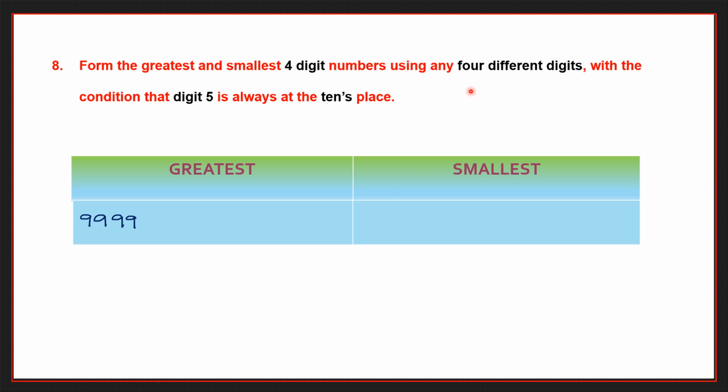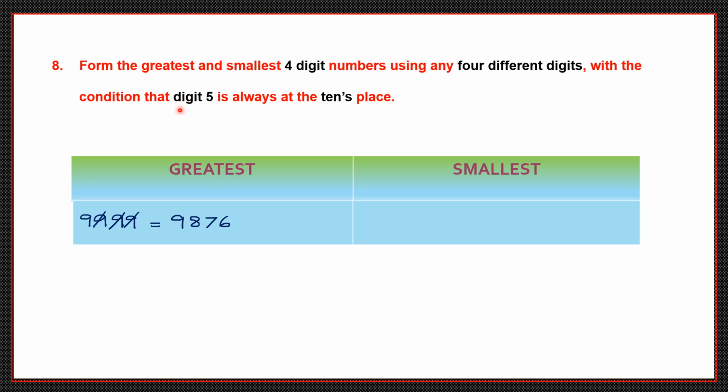But here what does the condition say? You have to use 4 different digits. So I can't have 4 nines. They should all be different, but still the greatest number. So what do we do here? So I start with 9. Then I can't write 9 again. So I write the next greatest number, which is 8. Then again I must remove this. Next greatest number is 7. Next greatest number is 6. So now what do I have? I have the greatest 4-digit number with all 4 digits different.